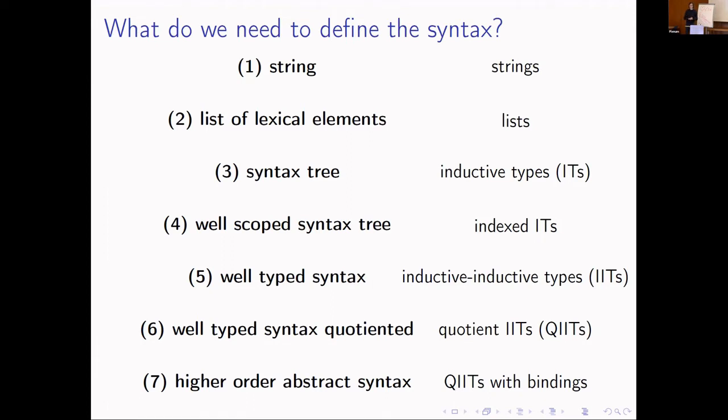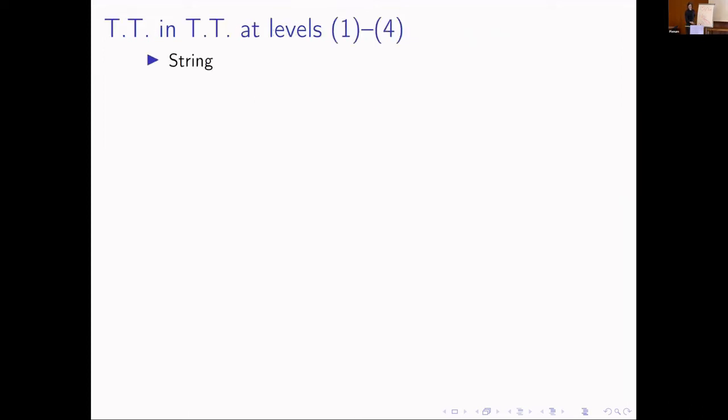Then if we want well-scoped syntax trees, we need a larger class of inductive types, indexed inductive types, because we want to index by natural numbers or the set of free variables or an indexing set of our terms. Then for well-typed syntax, we need inductive types in general. I will, in the next few slides, show a concrete example for all of these representations. Then for well-typed syntax quotiented, we need quotient inductive types. And for higher order abstract syntax, we need QIITs with bindings. So let me show you a concrete example.